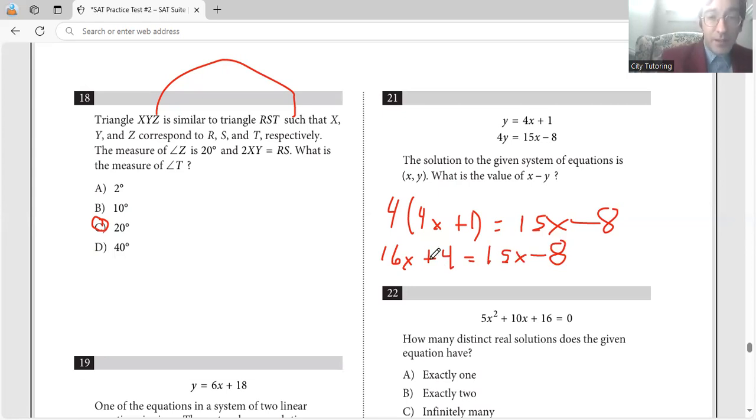And then, let's see, negative 8 minus 4 is going to give me negative 12. 16 minus 15 is 1. Negative 12 over 1 is negative 12. So x equals negative 12. You can even do that mentally if you know how to solve equations with the variables on both sides. And then, since this is the value of x, you substitute it to get the value of y. That's going to give you 4 times negative 12, which is negative 48, plus 1, which is going to give you negative 47.